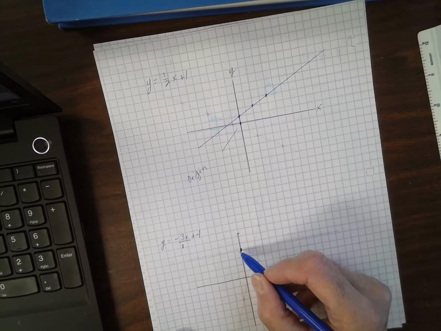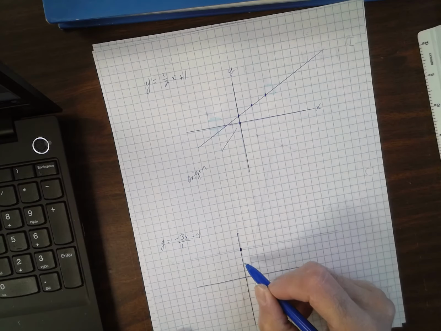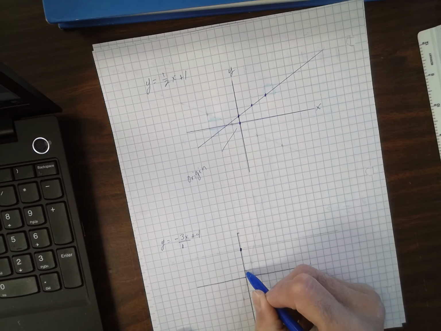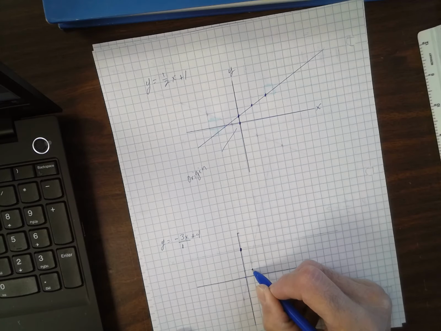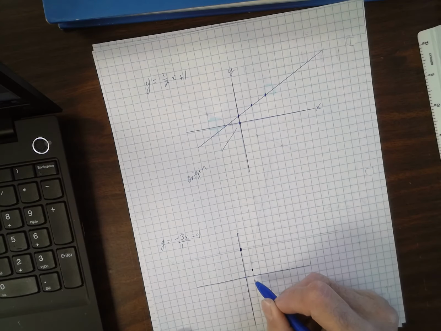So from here, I'm going to count down 3, 1, 2, 3, over 1. Again, down 3, over 1.